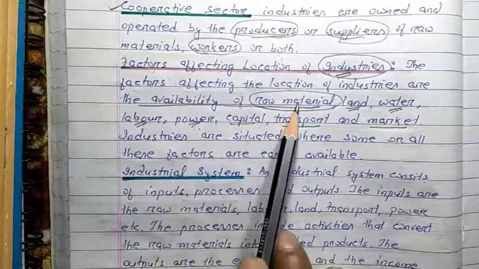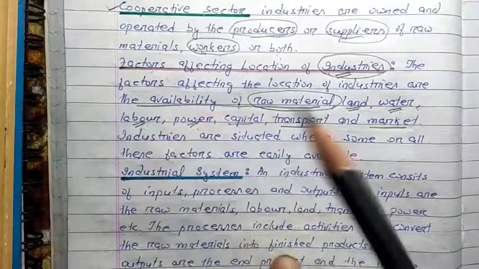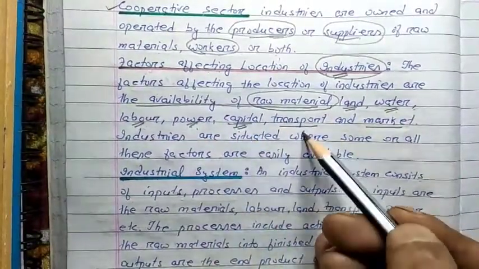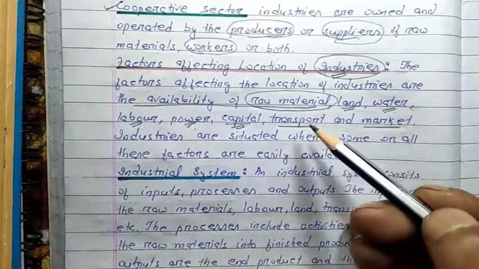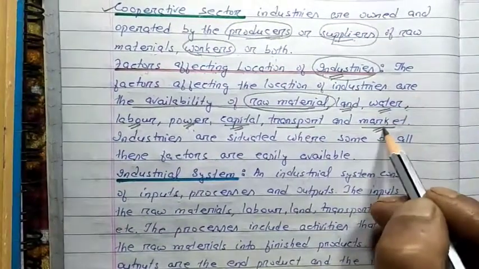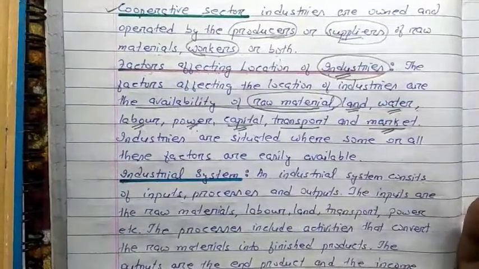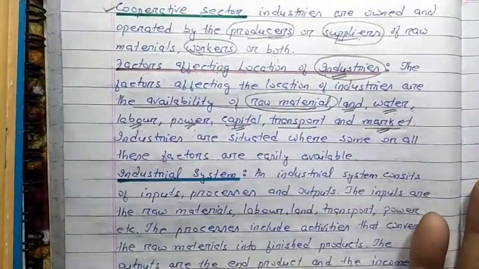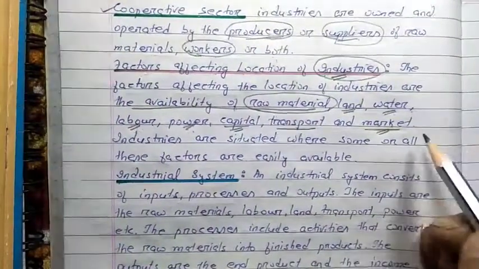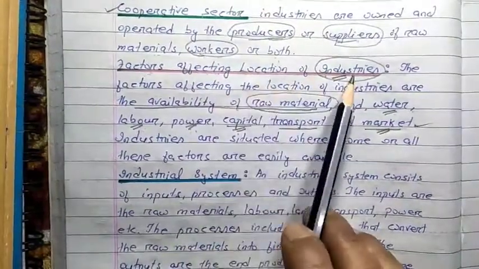And for purchasing raw materials, land, for paying for the water supply, labor wages, and the electricity bill, capital is a must. Then comes transport, for carrying the raw material and taking the finished product to the market. And last of all, market is also required, because if the market is not there, where will the industries sell their finished products? If everything is produced but there is no market to sell, they won't get any benefit. That's why market is also one of the important factors which affect the location of industries.